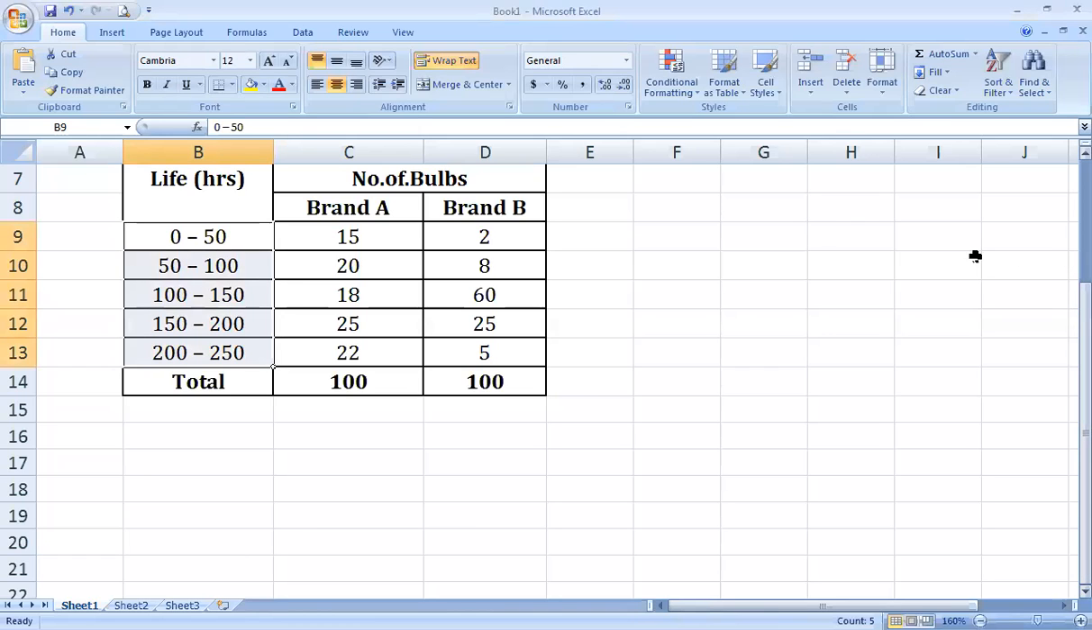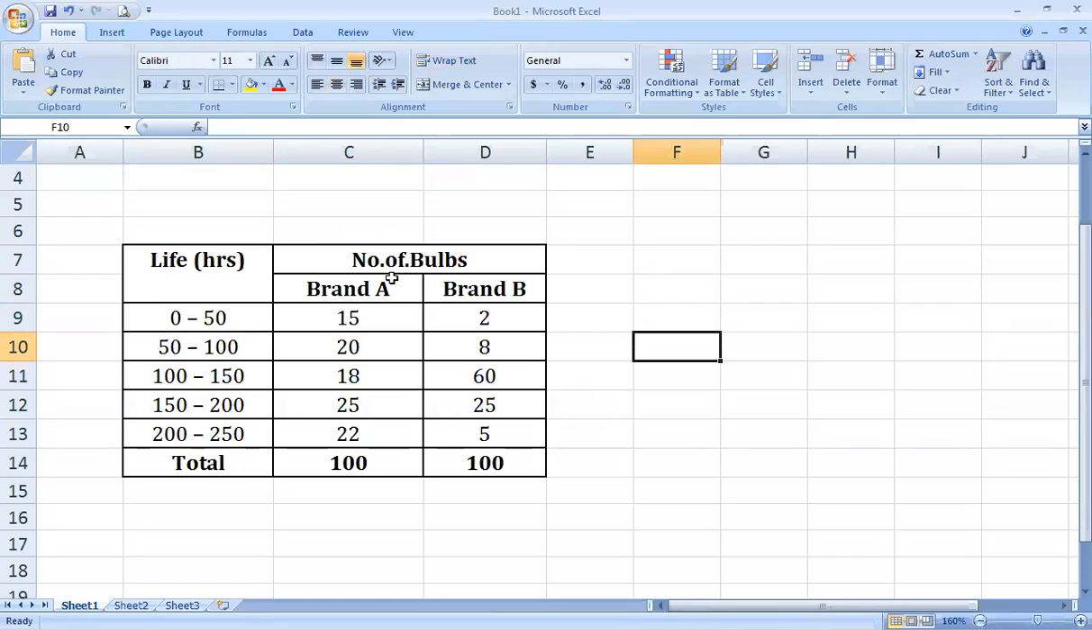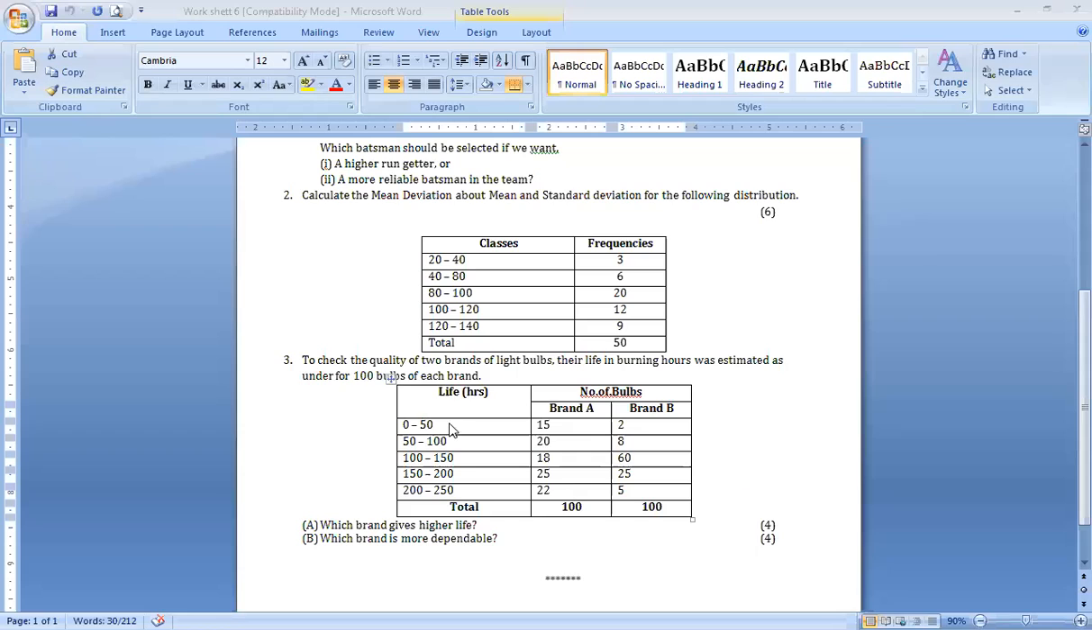So today we are about to discuss one problem. What is that? It is about standard deviation. So this is the problem. Here they are given two brands of bulb, brand A and brand B, and we are supposed to find which one is highly reliable. That is the problem we are going to discuss now. Problem number 3: whose life is very high, and which is more dependable. That is what we are going to discuss.